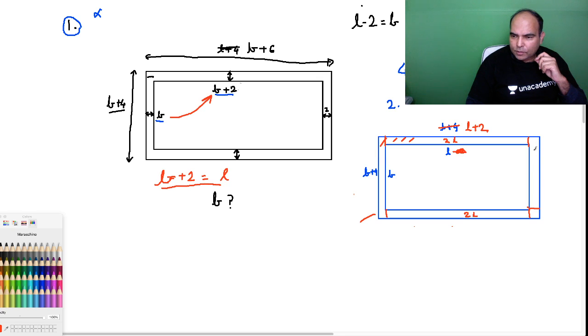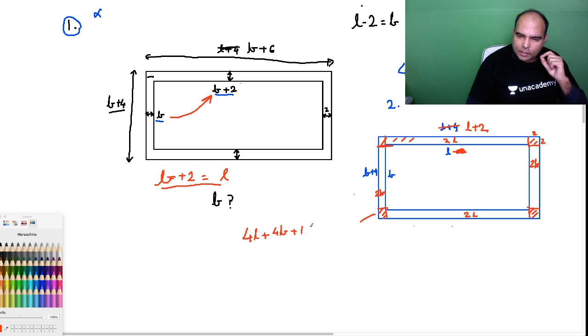फिर ये वाला जो एरिया है वो 2B है, और ये वाला जो एरिया है वो भी 2B है. तो 4L plus 4B plus the corner areas. That's a faster way to look at the value of the area of the path. So corner area 2 into 2, 4 times. So you can even visualize it this way, that originally the area is 4L plus 4B plus 16.